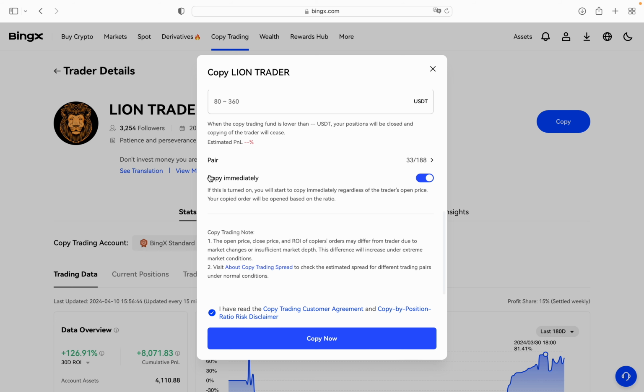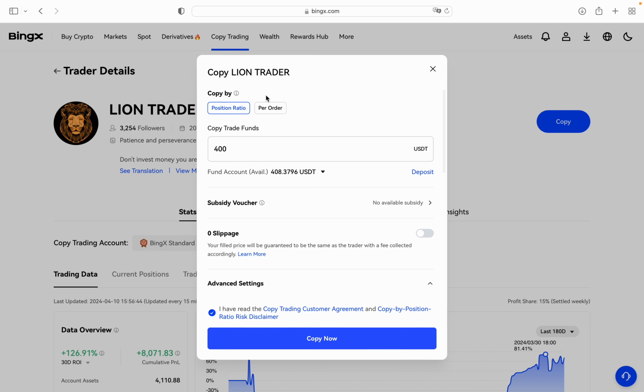And if you decide to copy the trader, I wouldn't use this one, copy immediately, because when the trader is right now in a position, you will get into the same position if you tick this one. But I personally want to get into new trades. So when the trader is searching for new trades and opens new positions, then I want to copy them. And if you're deciding to copy the trader, you click on copy now.